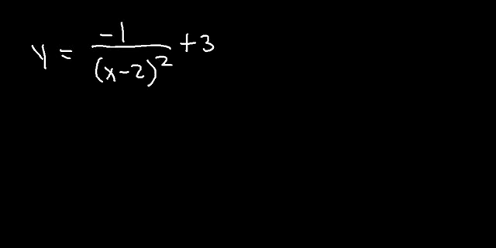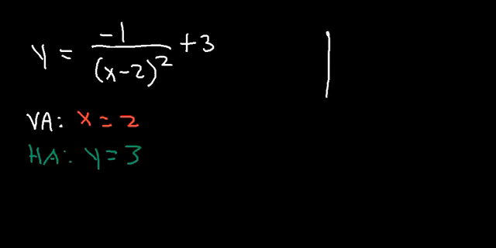So let's try one example. Let's say we have negative 1 over x minus 2 squared, plus 3. The vertical asymptote, you set the bottom equal to 0, you're going to get x equals 2. The horizontal asymptote is simply y equals 3. So for these types of rational functions, always plot the asymptotes first.